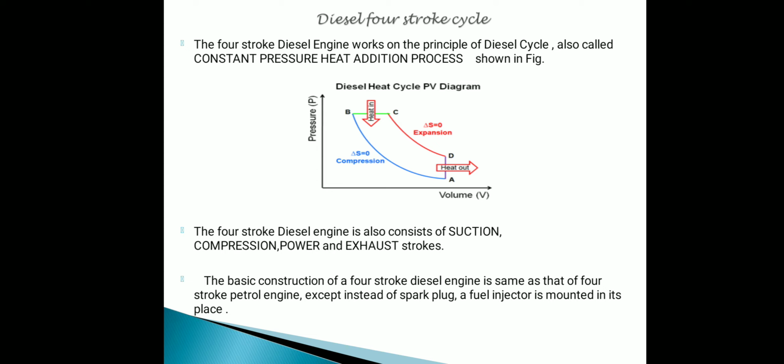Now the diesel four-stroke engine. That is the main difference between the Otto cycle and the diesel cycle. As I said earlier, A to B is compression, but the heat addition process, B to C, takes place at constant pressure. Then C to D is the expansion process, isentropic. Then D to A, heat rejection, takes place at constant volume.